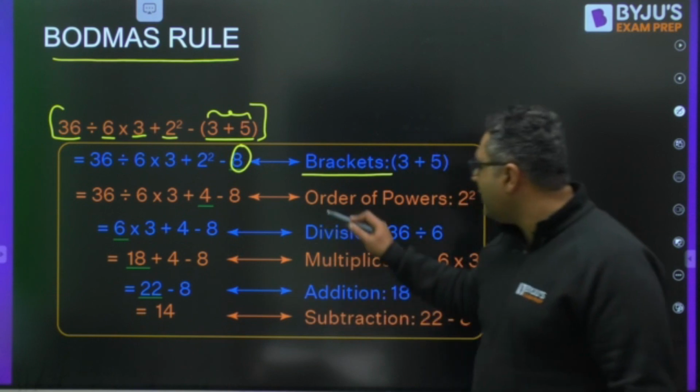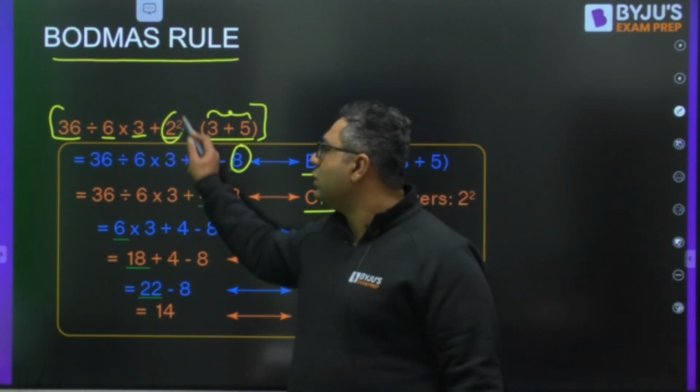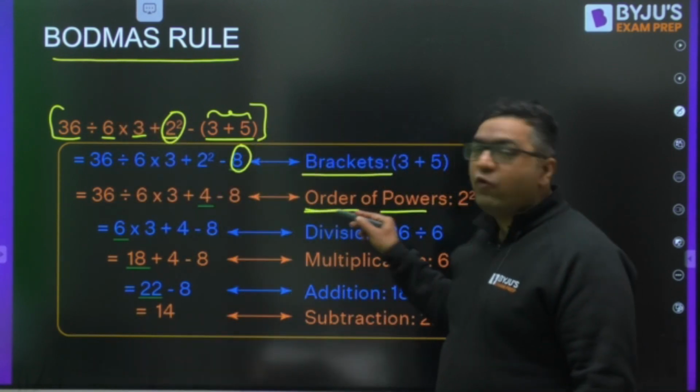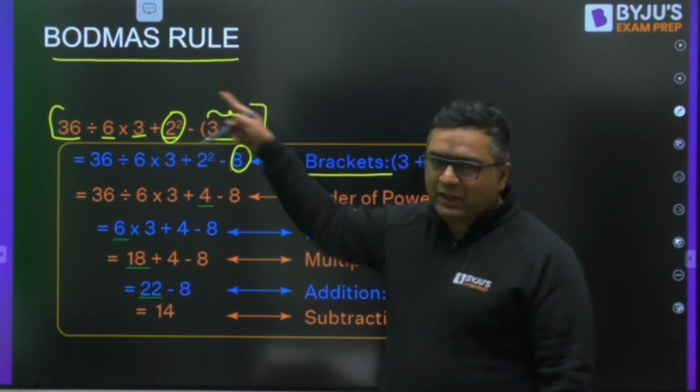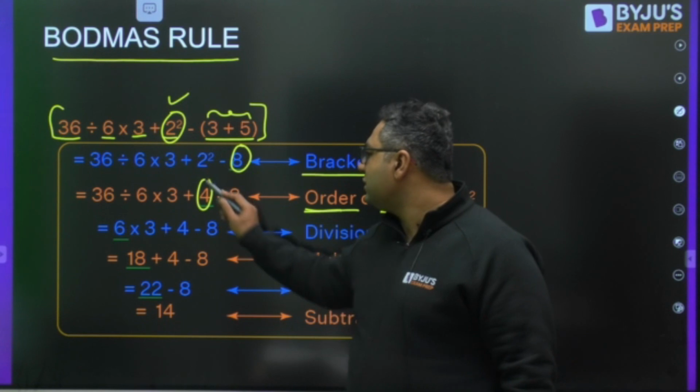Then my dear, after that we will be going for order of power. Order of power is available here. 2 ki power 2, first bracket, okay, B for brackets you can say, and then you are going for O for order. So B for bracket, O for order. Now you are going for this 2 ki power 2, 4. So this is 4, this is 8.